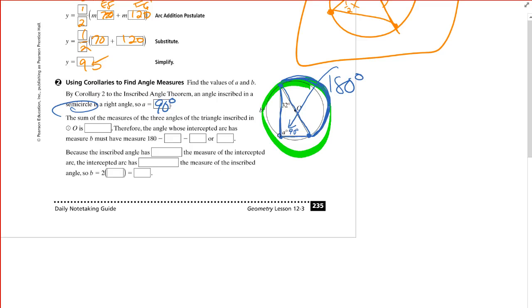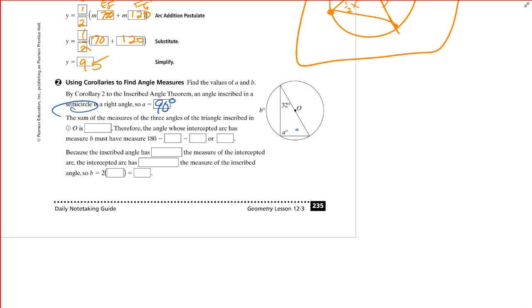But wait, there's more. Do you see out here that we have a triangle? Now we're saying the sum of the measures of the three angles in the triangle would be 180. So if we know that this one is 90, then this one over here is how much? 58. So this would be 180 minus 90 minus the 32. So that's 58.